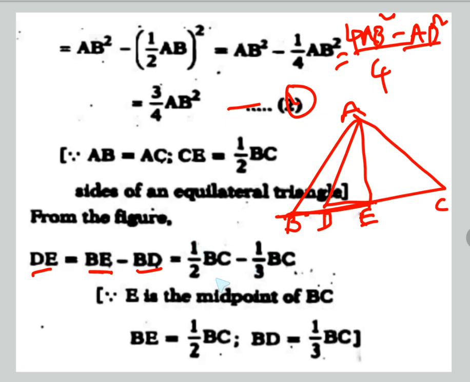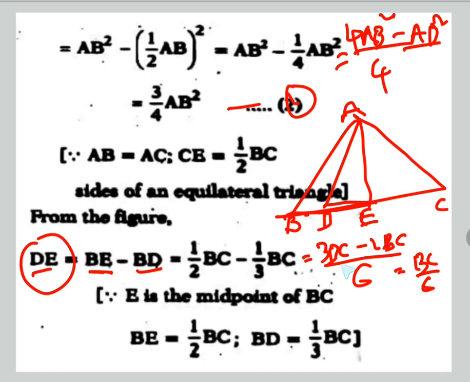3 minus 1 by 3 minus 3 BC minus 2 BC by 6. That is equal to, LCM is 6. So 3 BC minus 2 BC by 6 is equal to BC by 6, or 1 by 6 BC. We can write DE is equal to 1 by 6 BC.